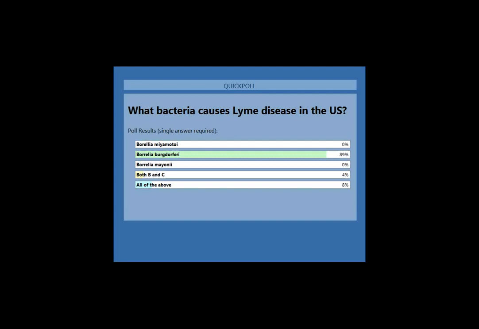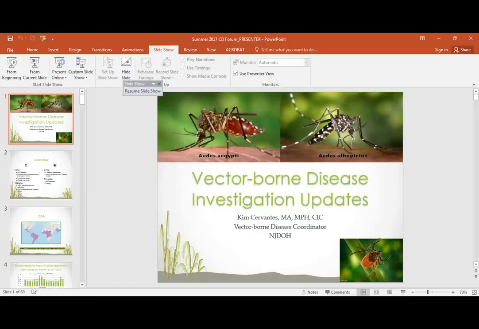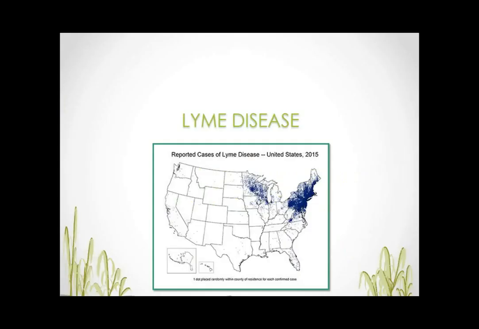All right, 89% Borrelia burgdorferi, 4% B and C. Okay, the 4% are correct. The correct answer is D. Borrelia burgdorferi is the primary bacteria that causes Lyme disease, but Borrelia mayonii is a new bacterial species recently found to cause Lyme disease in people who live in the upper Midwestern U.S. The new bacteria has not been reported in New Jersey, so kind of a trick question.